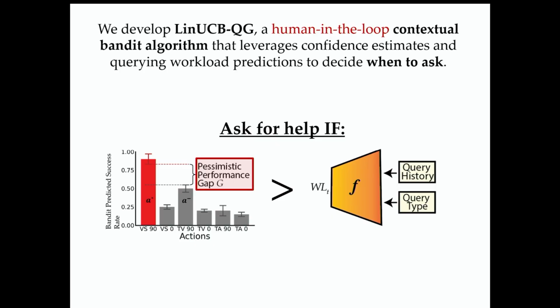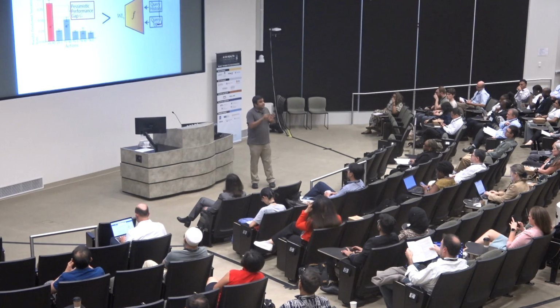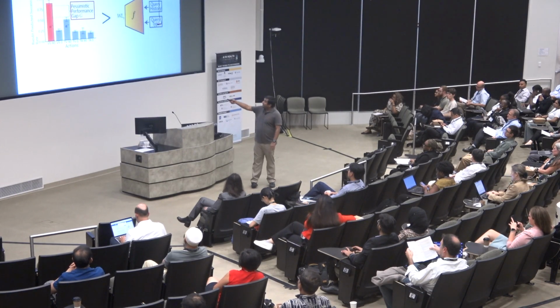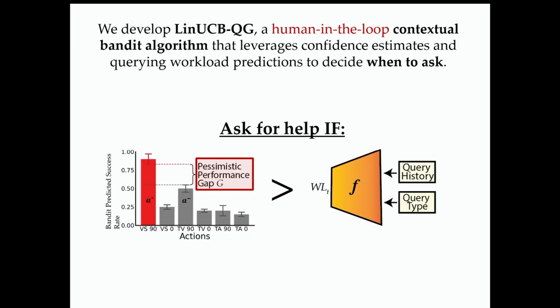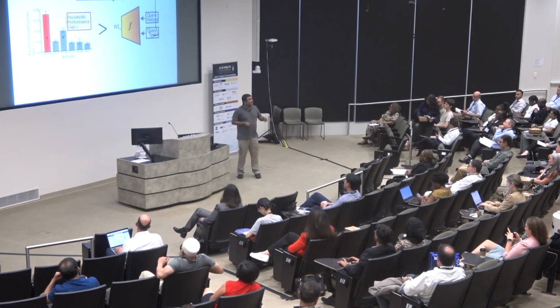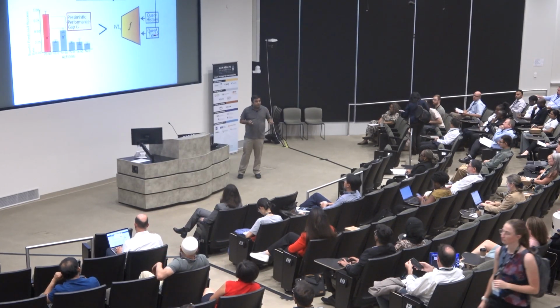Basically, the insight is very simple. Let's say there are various actions that the robot can take. I take the best action, and I see what is my least confidence, or my lower bound of achieving the success rate for this. I take that, and I take the next best action and look at its upper bound. That is what I call a pessimistic gap. This pessimistic performance gap, if it is greater than a scaled version of my predicted workload, then I will decide I have to query, otherwise I will not.